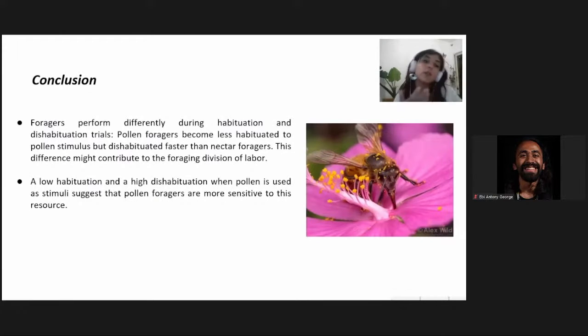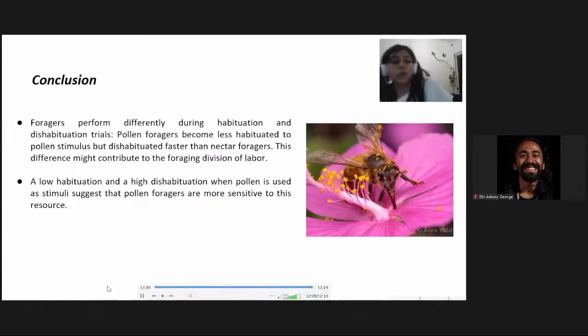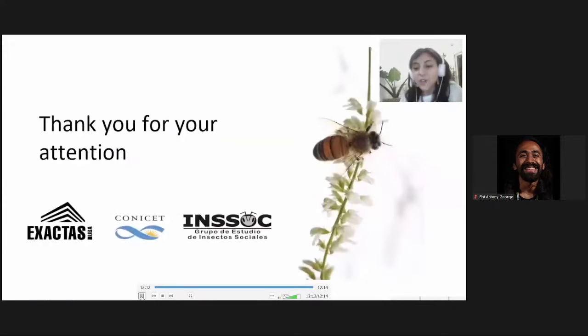To conclude, our results support the hypothesis that foragers perceive pollen differently as they perform differently during habituation and dishabituation trials. Pollen foragers become less habituated to pollen stimulus but dishabituate faster than nectar foragers. This difference might contribute to the foraging division of labor. A low habituation and a high dishabituation when pollen is used as a stimulus suggests that pollen foragers are more sensitive to this resource. Thank you for your attention.